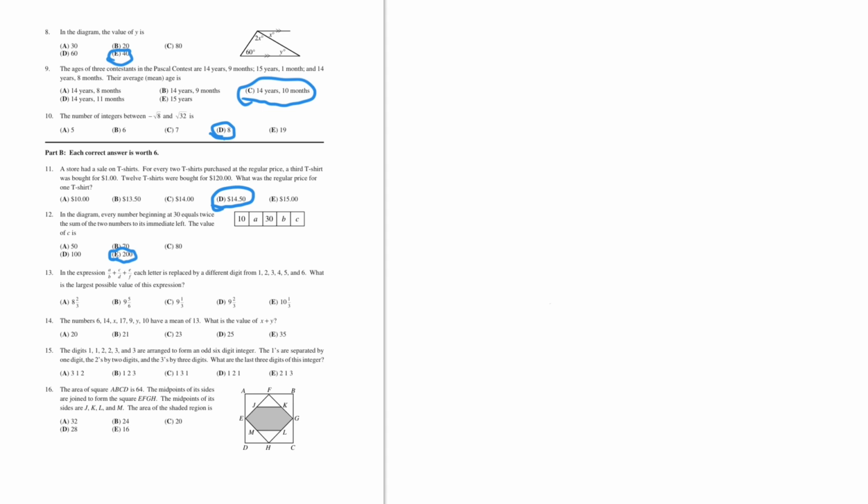Number 13. In the expression A over B plus C over D plus E over F, each letter is replaced by a different digit from 1, 2, 3, 4, 5, 6. What is the largest possible value of the expression? So the expression is A over B plus C over D plus E over F. We try to get the largest possible value. That means we use the larger numerators and the smaller denominators.